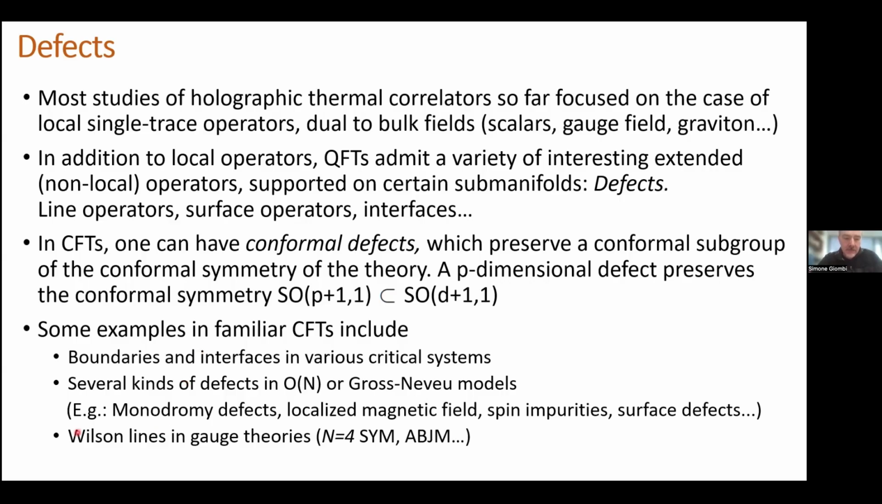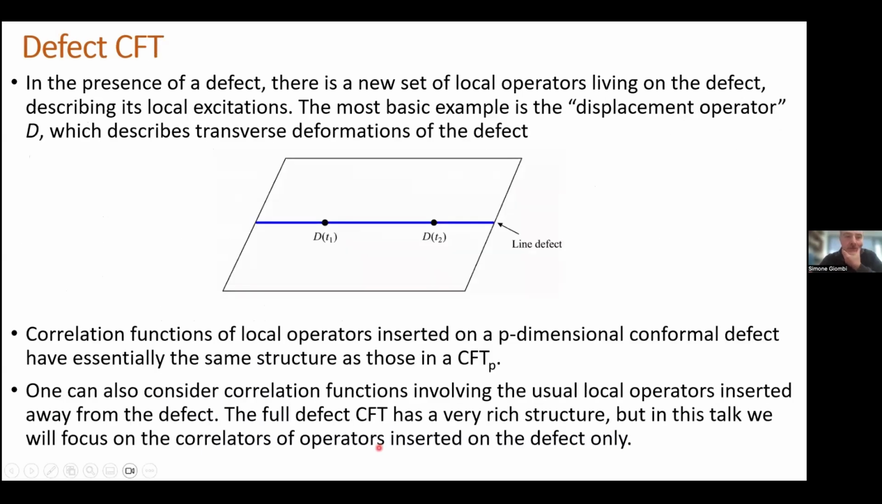And another more familiar example, perhaps, which has been studied for a long time, is the case of Wilson lines in gauge theories. And in the case of conformal gauge theories like N=4 super Yang-Mills, we can have conformal line defects. And this will be the main focus for this talk.